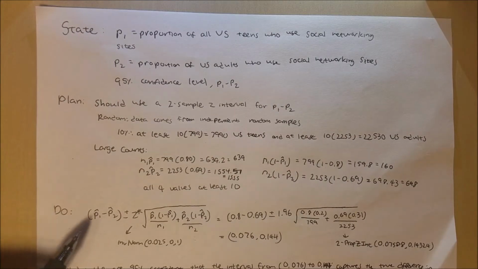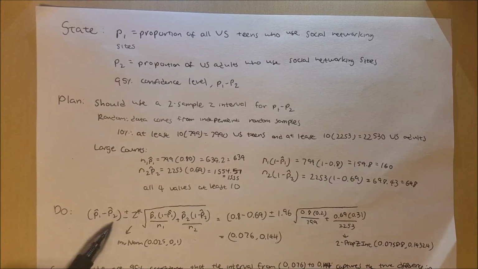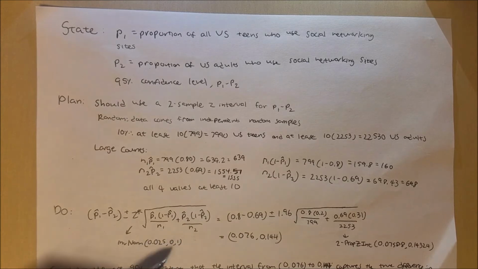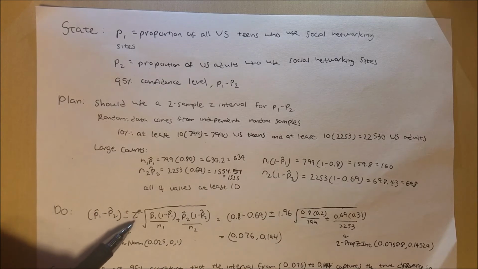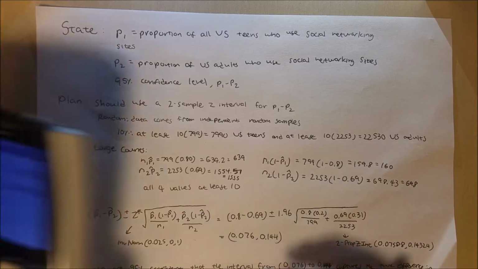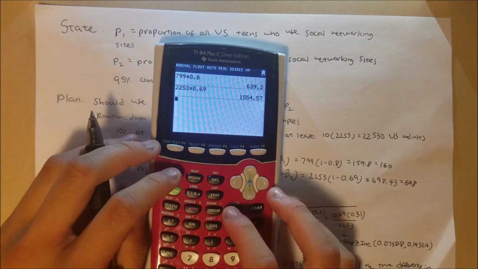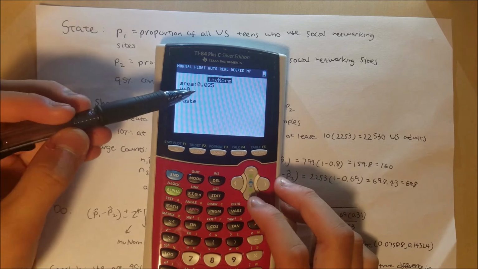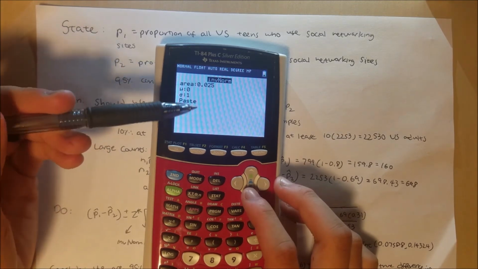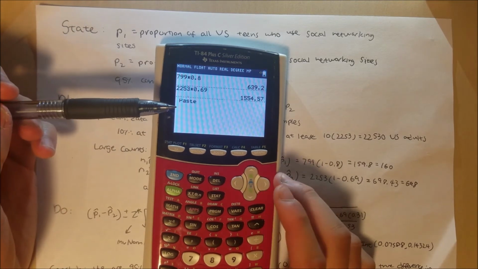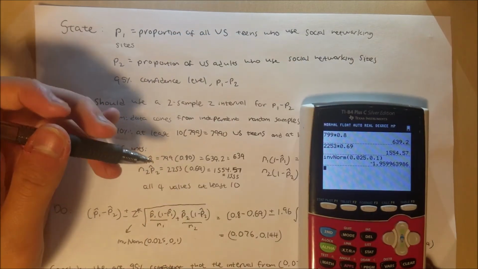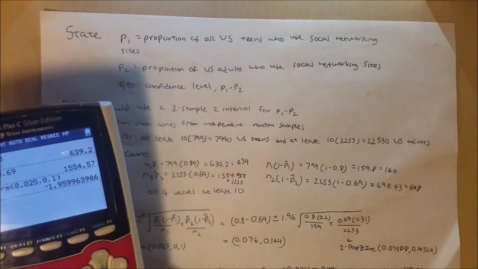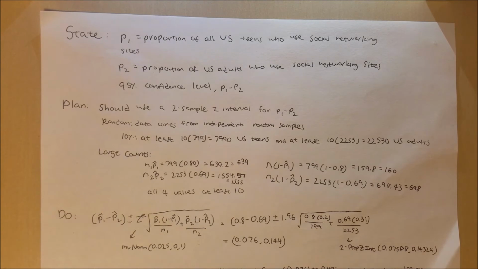So for the do part of the question, we can first write out the equation of the confidence interval, and to solve the z critical value, we can use the inverse norm function on our calculator. So let's open that, and then because it's a 95% confidence interval, we can use 0.025 for the area. So we get a critical value of 1.96. So after that, we plug in all the values with 1.96 as the critical value.